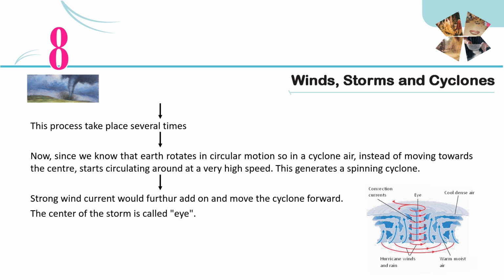This process takes place several times. Now, since we know that Earth rotates in circular motion, in a cyclone, air, instead of moving towards the center, starts circulating around at a very high speed. This generates a spinning cyclone. Strong wind current would further add on and move the cyclone forward. The center of the storm is called the eye.